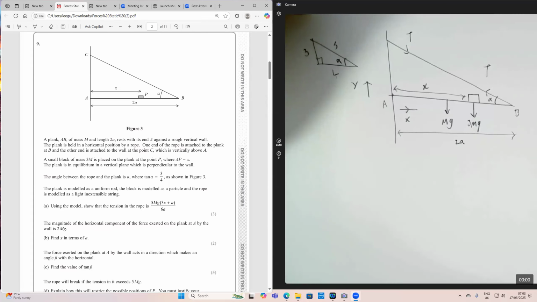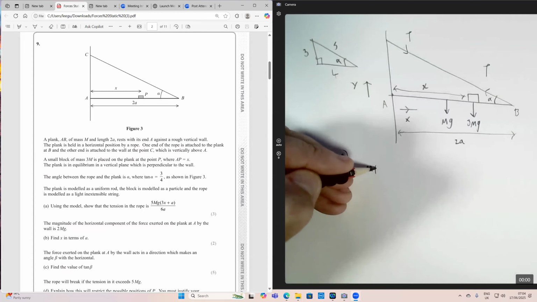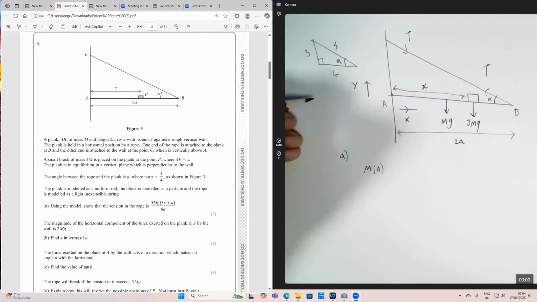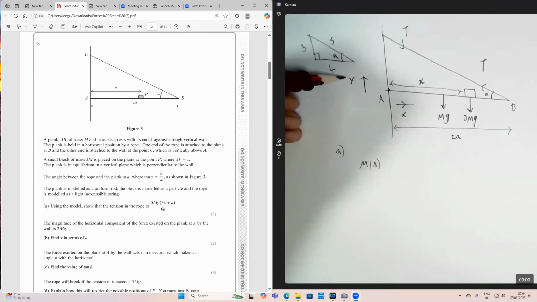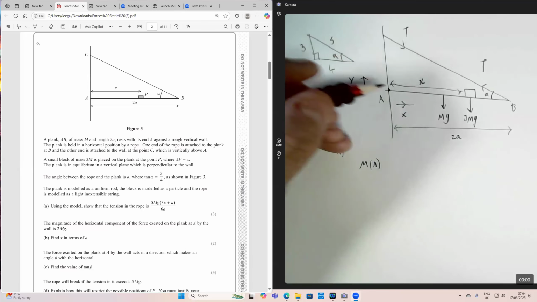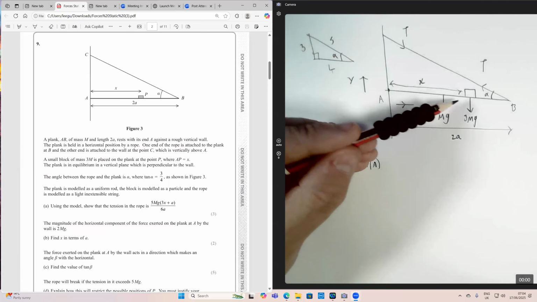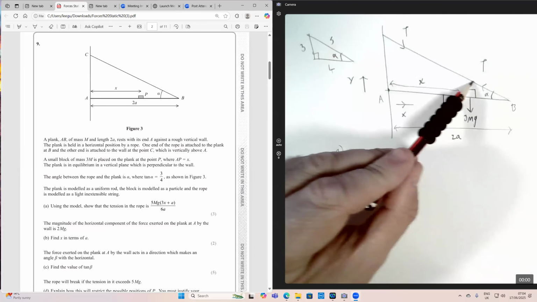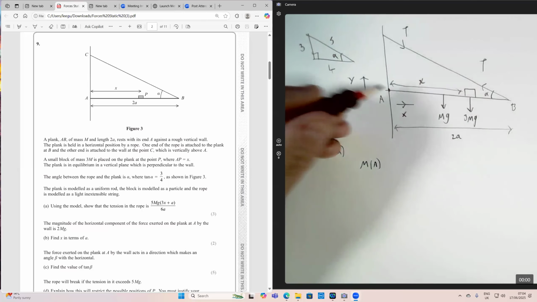So let's have a look at part A. Using the model, show that the tension in the rope is equal to that expression there. So when we've got to do this, I think it's going to be most helpful for us to take moments about A. Because if we take moments about A, that's going to eradicate the vertical and horizontal components of the reaction force at A. So that will be really useful to us, because then we'll just have a clockwise moment coming from mg and 3mg, and we'll have the tension. So we should be able to find an expression for tension.